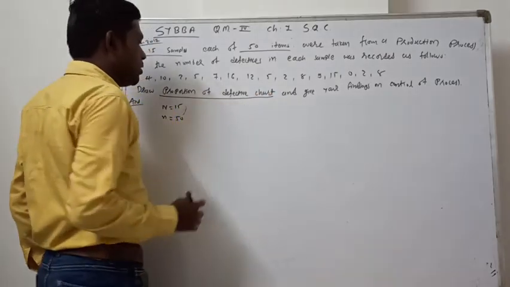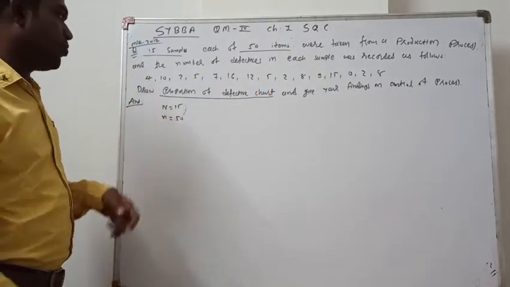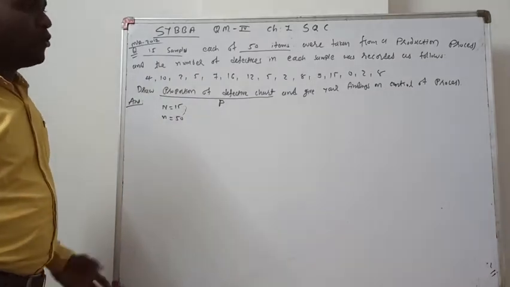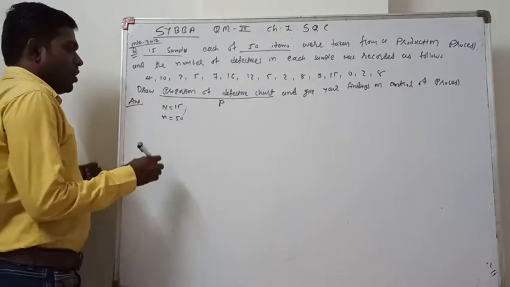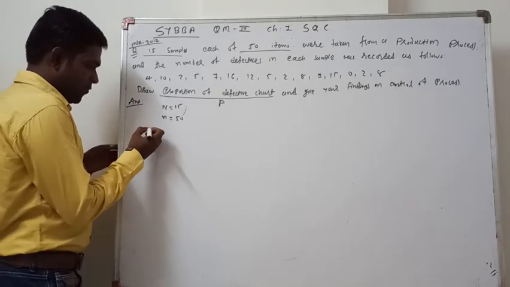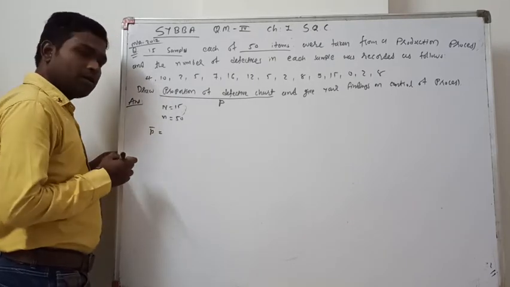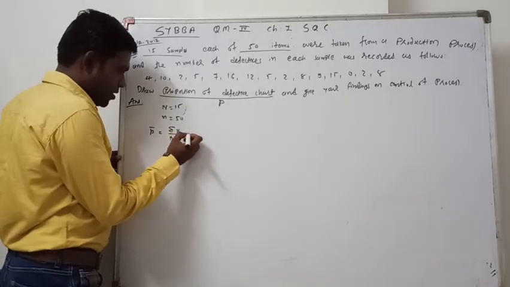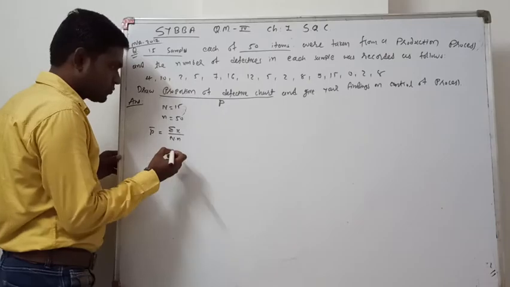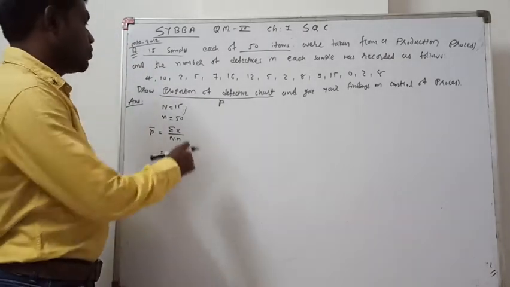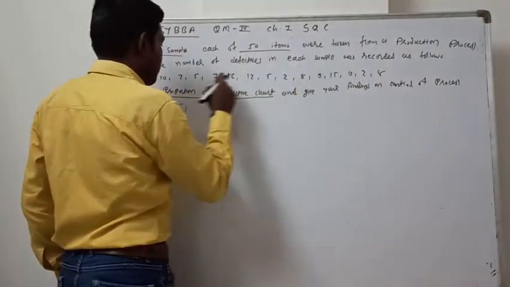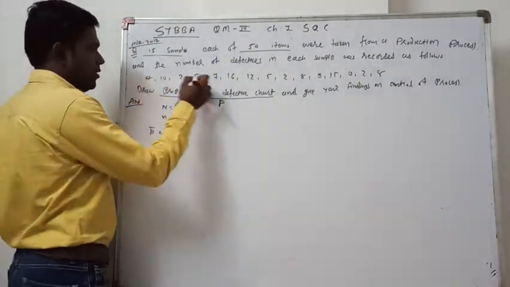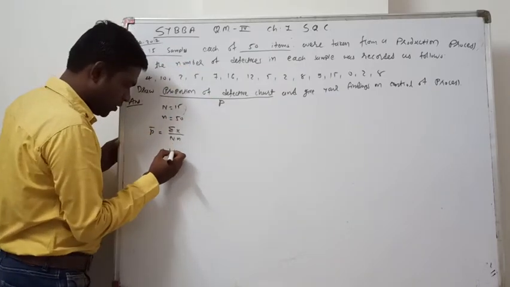Draw proportion of defective charts. Over here the word is proportion of defective charts. That's why we draw a P chart. And give your findings on the control of the process. Now over here first we have to find P bar, that is sigma x upon n into N. Sigma x means the sum of all these numbers of defectives. The total of this is 105.